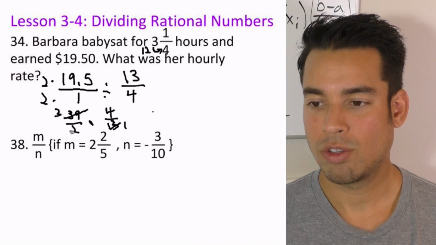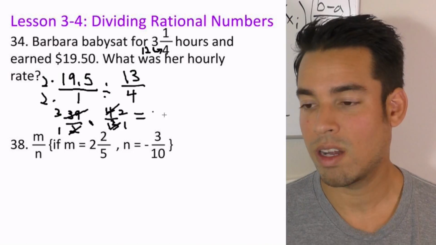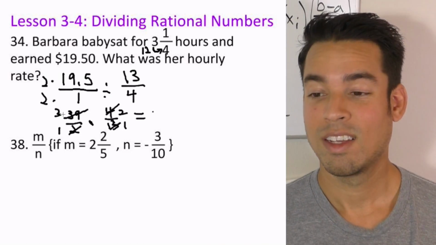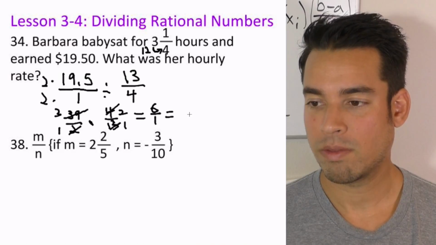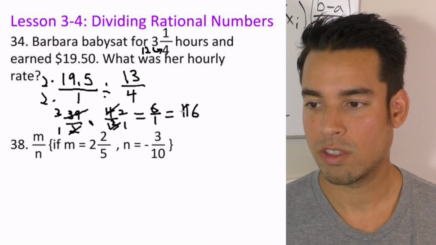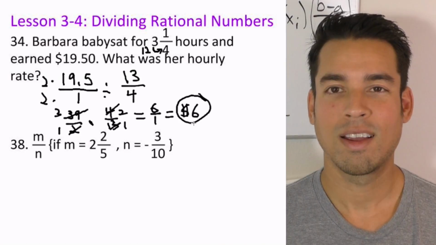And what about 4 and 2? Divided by 2 is 1. Divided by 2 is 2. Now we multiply across. Super simple. We got a 1 in the bottom, so that is just whatever. 3 times 2 gives us 6. 6 over 1 simplifies to $6. So she was making $6 every hour.